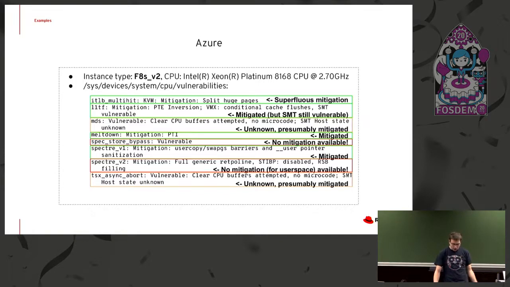And for MDS and TAA, we don't know. The flag wasn't exposed to us. We still try with this instruction. For Spectre V2, it's the same story: no hardware features, so we cannot share the same core between different user space tasks which don't trust each other.